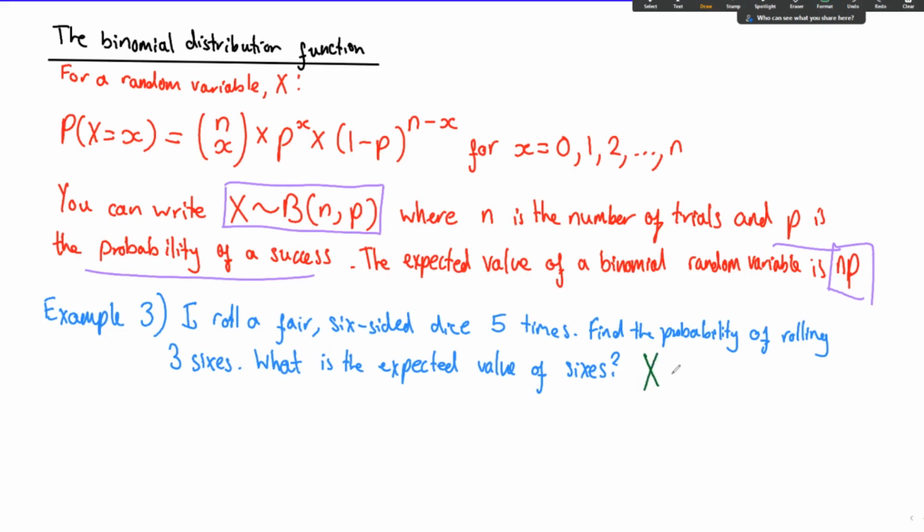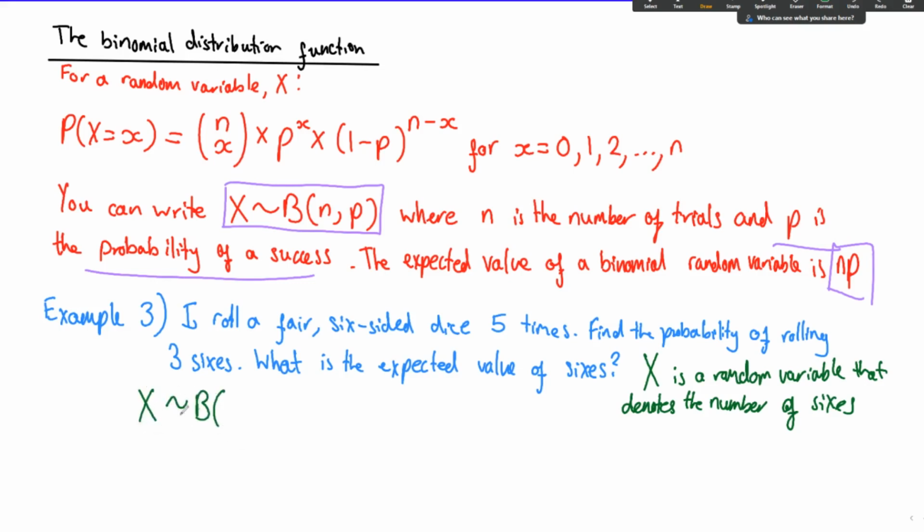So let's say x is a random variable that denotes the number of 6s, because that's what we want to find out. So then we can model this x with the binomial distribution, and our n in this case is, well, we're rolling it 5 times, so it's 5 trials, and then the probability is just the probability of getting a 6, so that will be a 6th, like so.